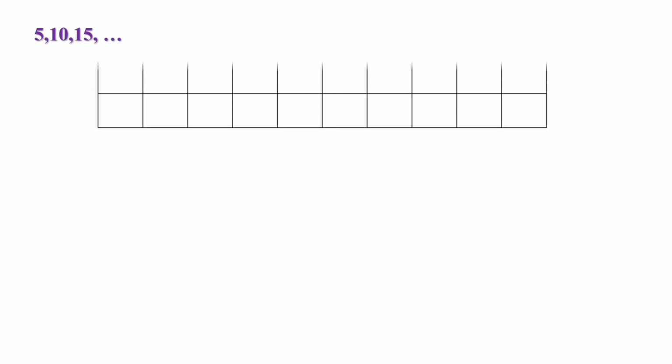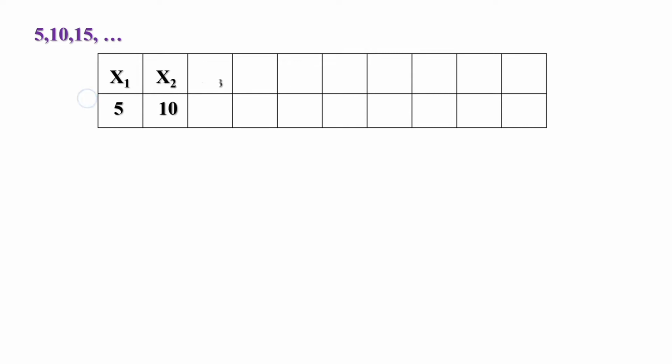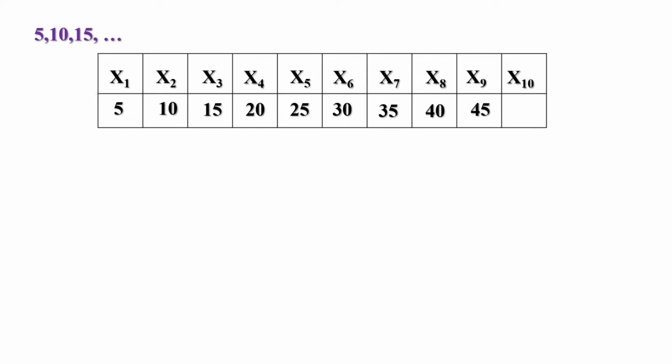Let me tabulate it. First term is 5, second term is 10, third term is 15, fourth term is 20, fifth term is 25, sixth term 30, seventh term 35, eighth term 40, ninth term 45, 10th term 50. Now, what is the common difference of this sequence? 5, right? Now let me find the difference between second term and first term. x2 minus x1 equals 5, right?